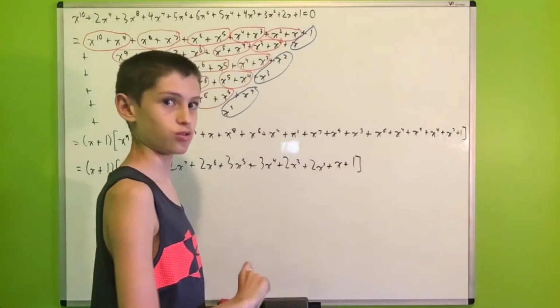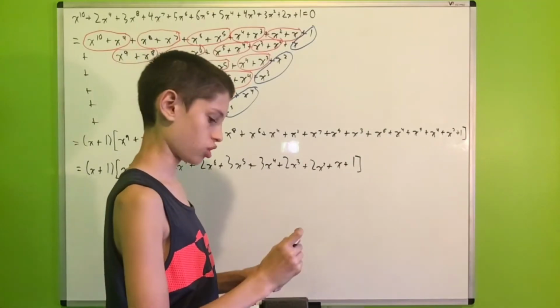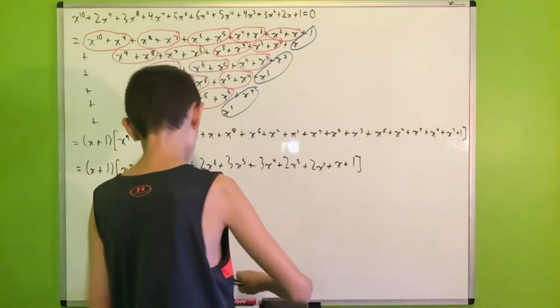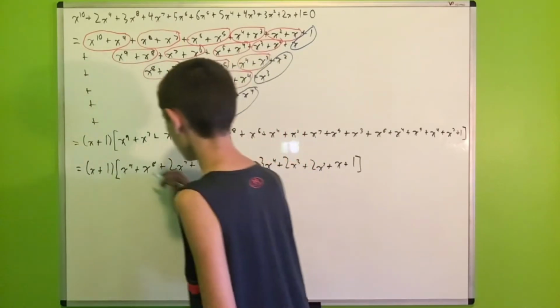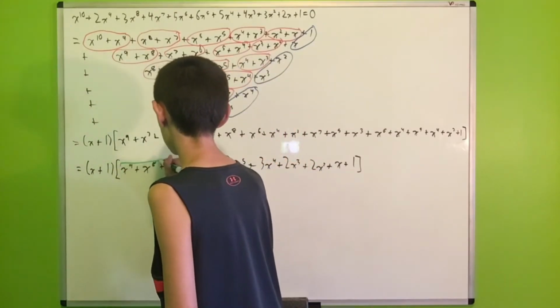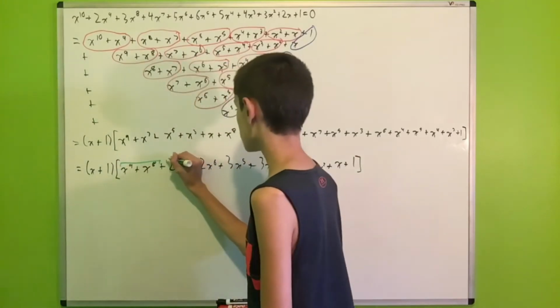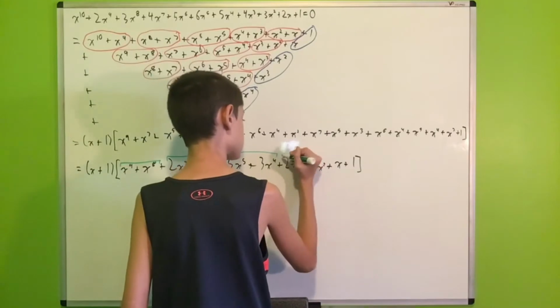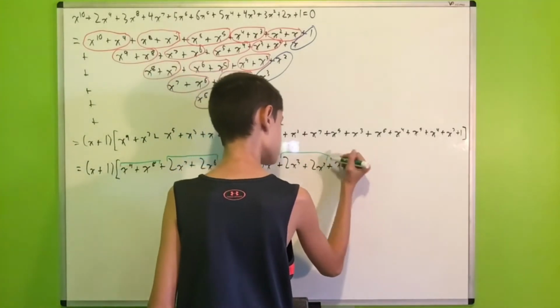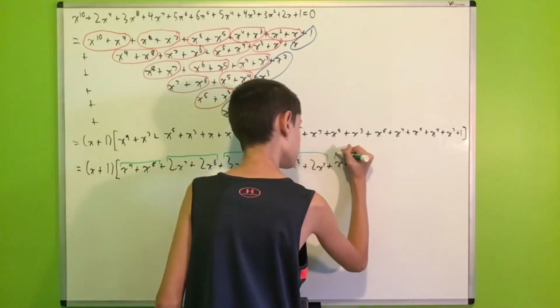And now why is this useful? Well, we can again factor terms pairwise. So let me do this in green. So we'll factor these terms together, these, and finally these two.